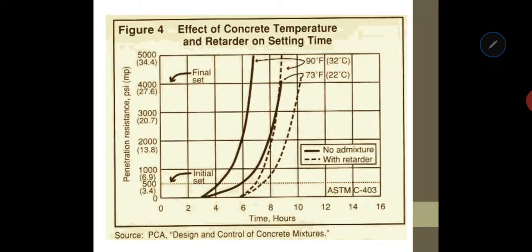So this is figure 4 showing the effect of concrete temperature and retarder on setting time. In the x-axis we have time in hours, and in the y-axis is penetration resistance. So we have all of these in terms of with admixture and without admixture. Okay, with admixture actually prolongs the concrete set.